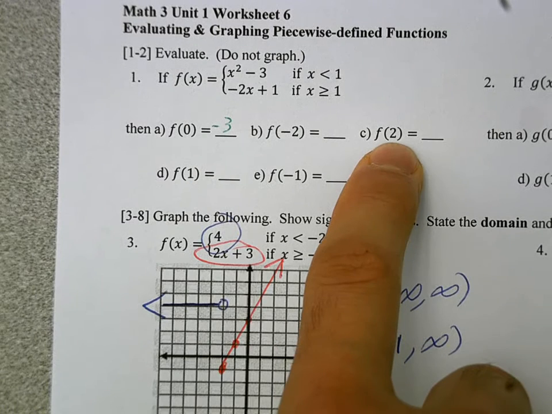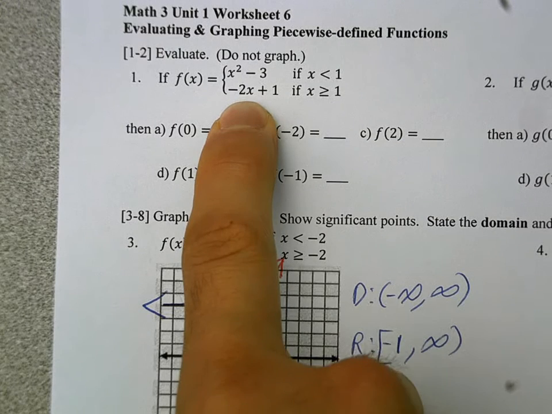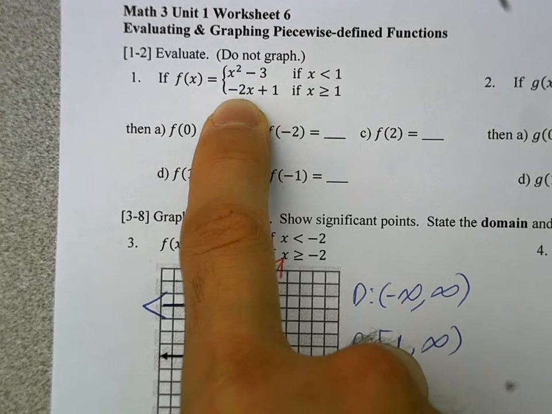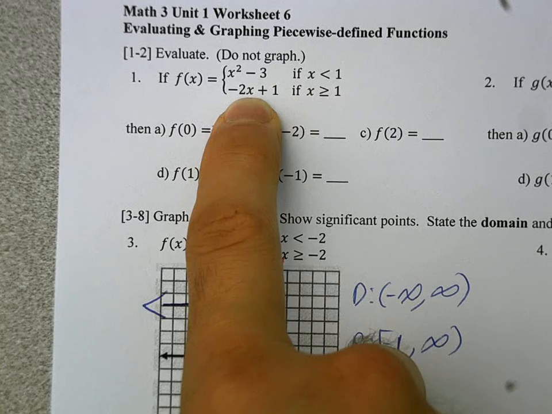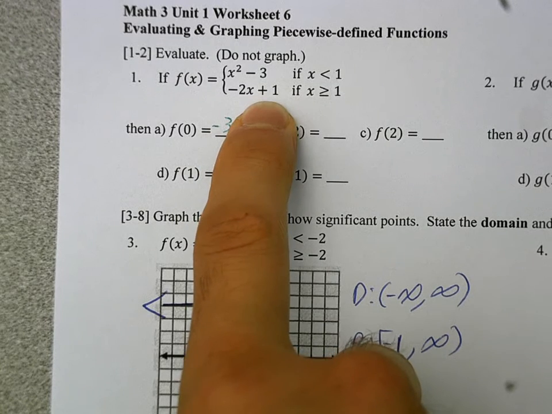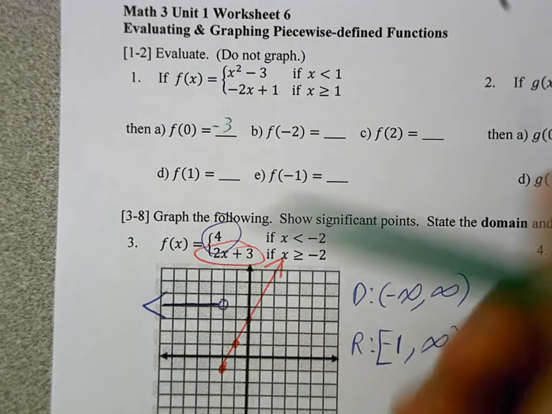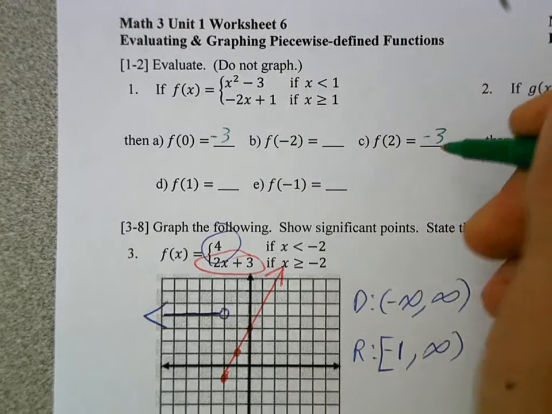So here, how about this one, 2? Is 2 less than 1 or greater than 1? So I plug it in the bottom equation, right? So what's negative 2 times 2? Negative 4 plus 1? Negative 3. Hey, it just happens to be the same. Coincidence.